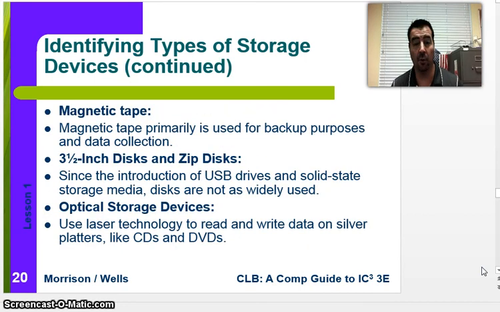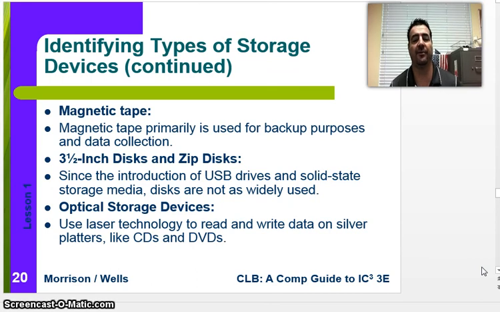Another type of storage device for computers is a magnetic tape. You don't see a lot of these anymore. Usually it's for backup and that type of stuff. There used to be things called 3.5-inch disks, floppy disks, and zip drives. We just don't see those anymore because it's really outdated technology. With the introduction of USB drives and solid state storage media, there's no reason to use outdated technology like that.